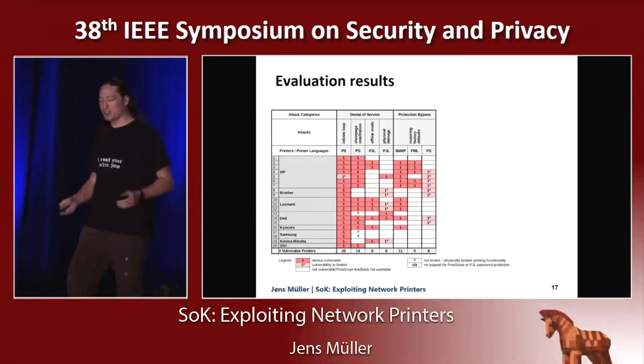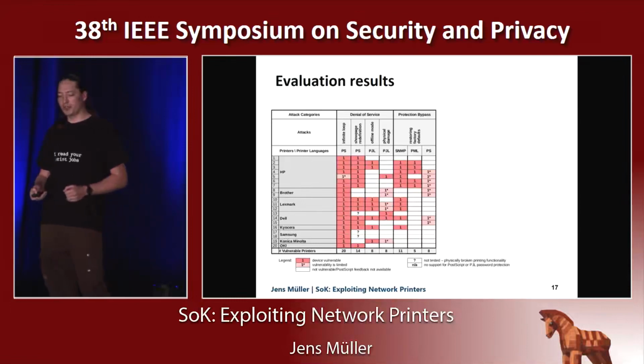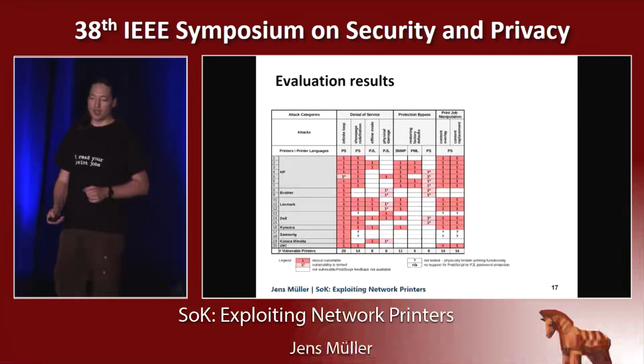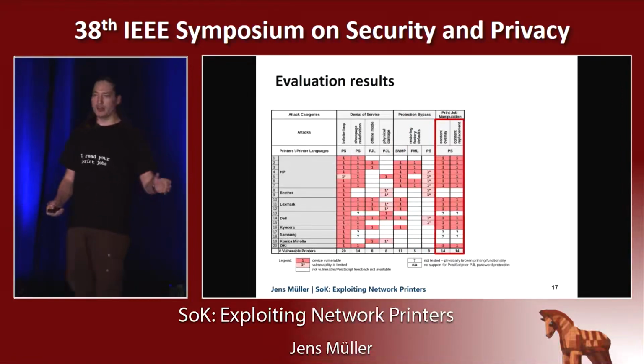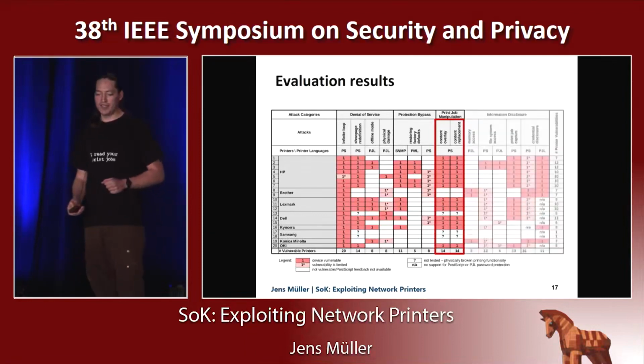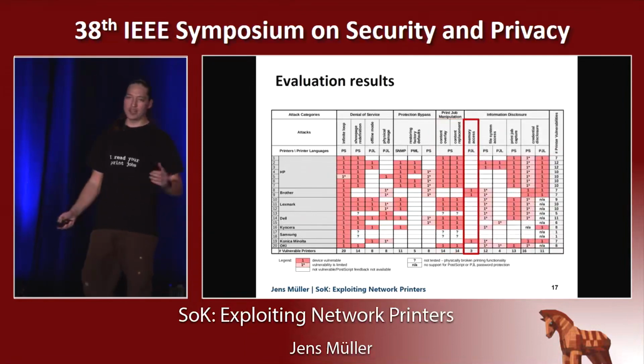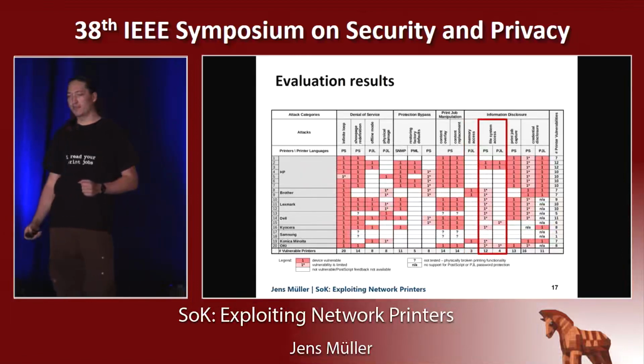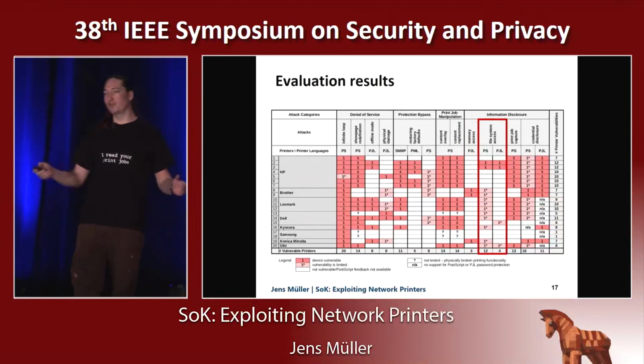Okay, bypassing protection mechanisms works for about half of the devices, and for some devices even through ordinary print jobs. The manipulation of print jobs, like overlaying content, replacing text, also works for most of the devices. Accessing the printer's NVRAM only worked for PJL-based devices. Accessing the complete file system only worked for 2 devices.